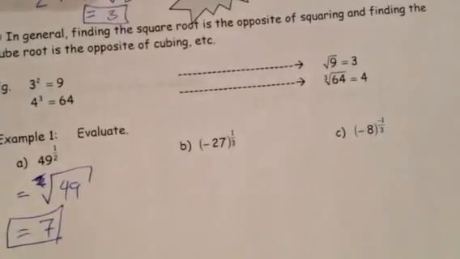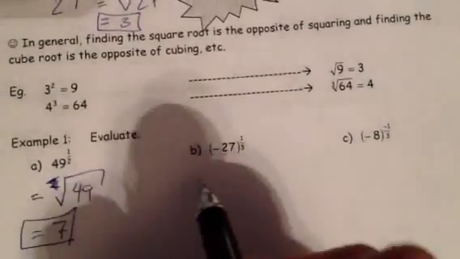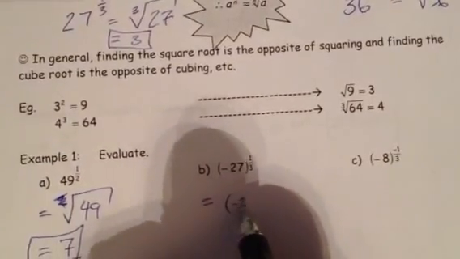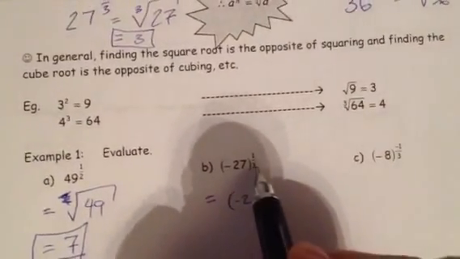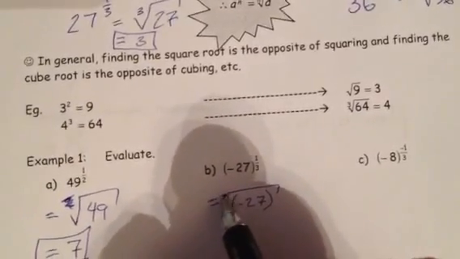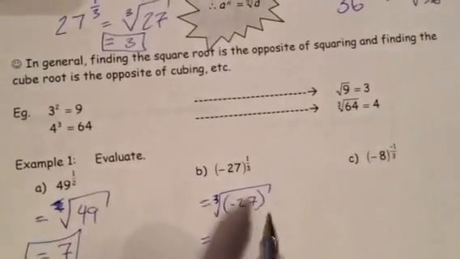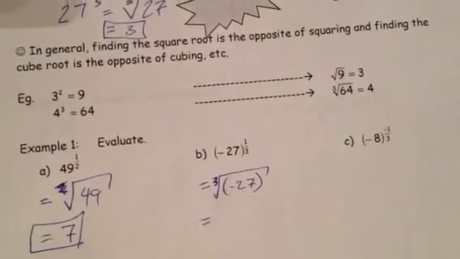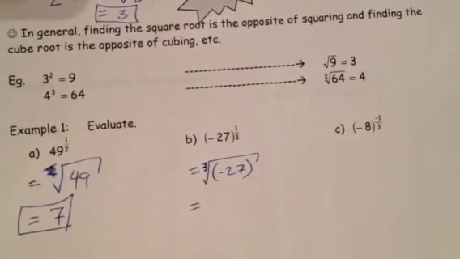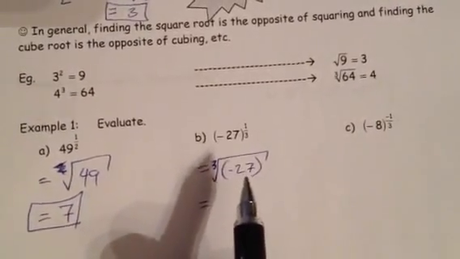Over here, you're going to have negative 27 to the power of a third. If you do this one according to the rules, the base is negative 27, but the third means the third root of negative 27. It's very important that you understand you can actually take the third root of a negative number. You can't take the square root of a negative number because a negative times a negative would be a positive. But you can take the cubed root of negative 27.